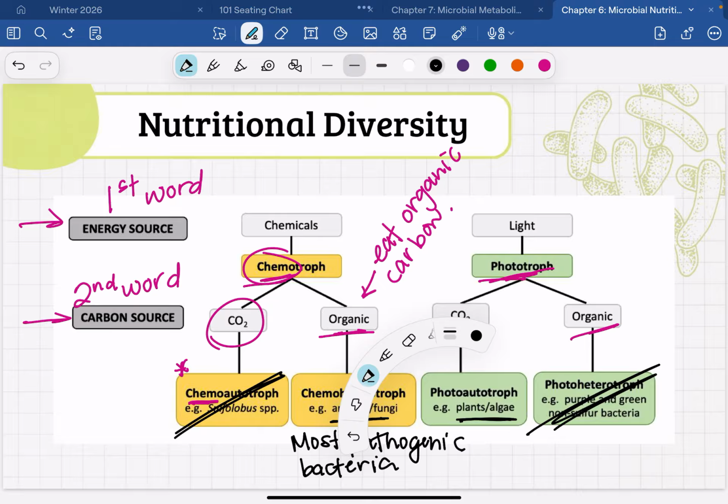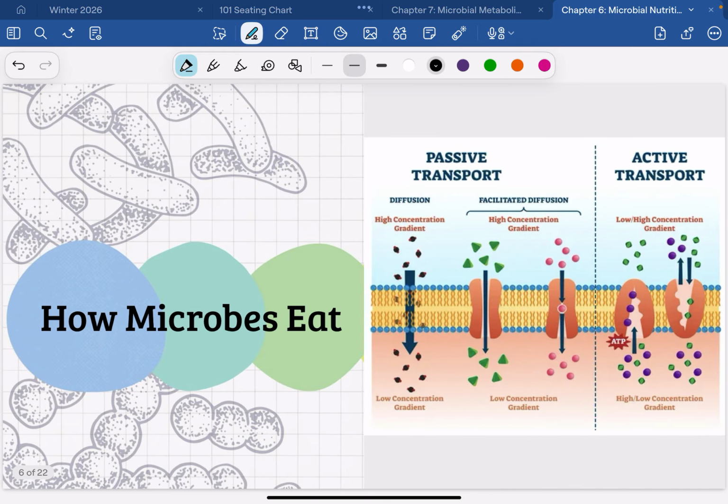But those are the 4 categories of nutritional diversity. There are 4 general ways that organisms get their energy and carbon and how they survive as organisms. Okay? And those are the 4 categories. All right, so now that we've looked at kind of what they eat, so what organisms eat, how they or what they're looking for. Now we're going to talk about how microbes eat.